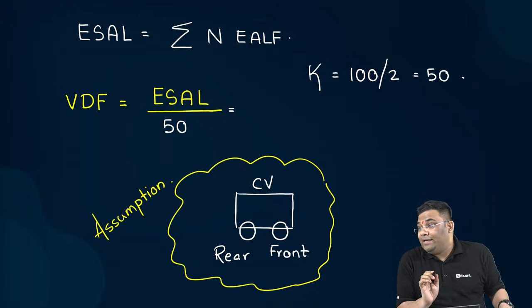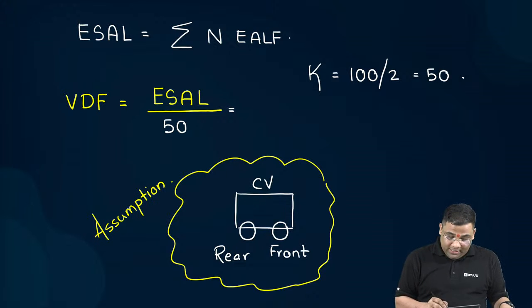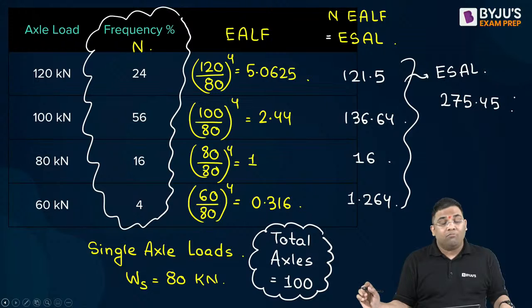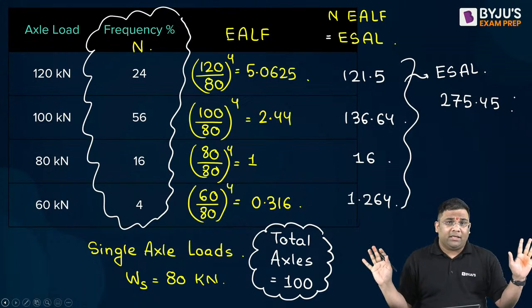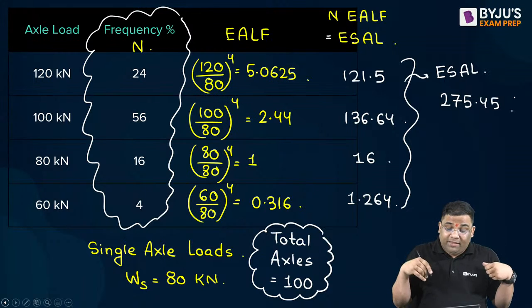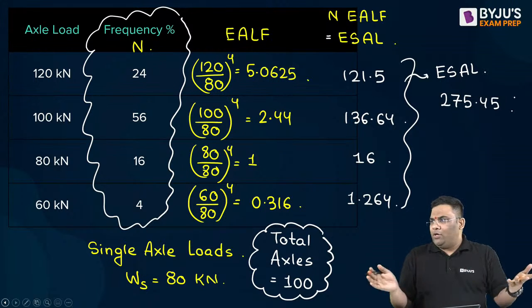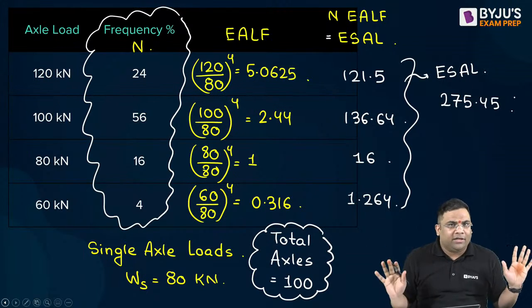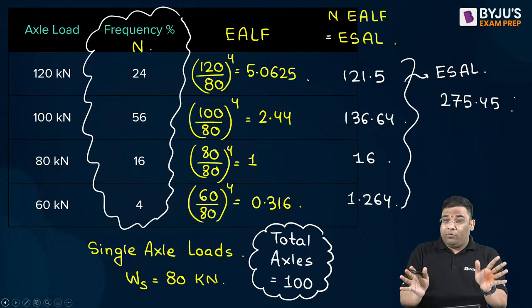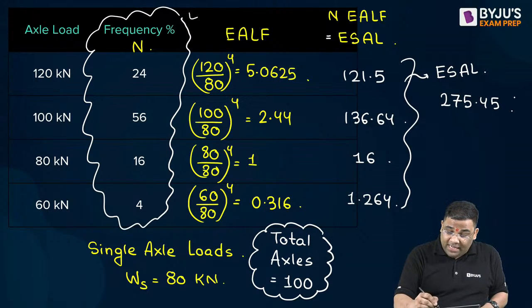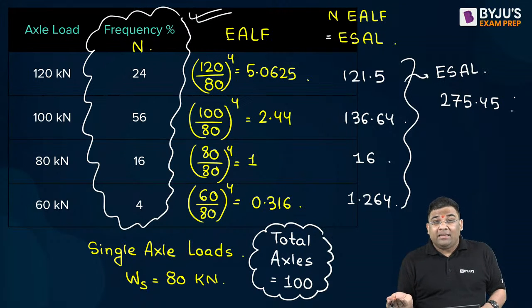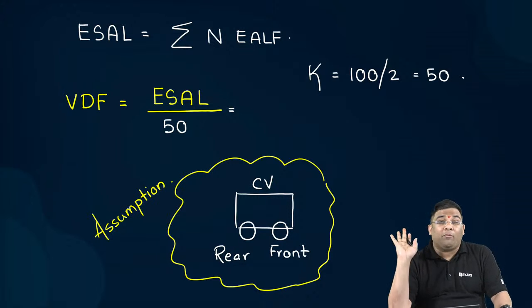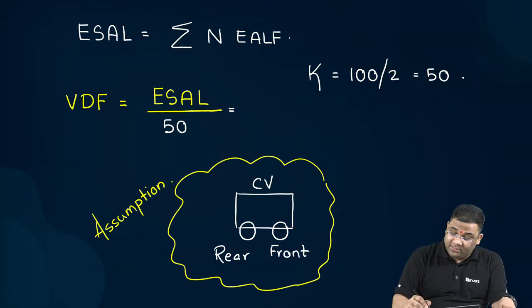Very easy thing. So first of all, we learned how to find out equivalent axle load data. Once you get that, if they give you the number of commercial vehicles, very good, divide by K and get the vehicle damage factor. But if they don't give you, and they give you frequency like this, then what you do? Take the total number as 100, and then take the number of commercial vehicles as half of that. So game over.